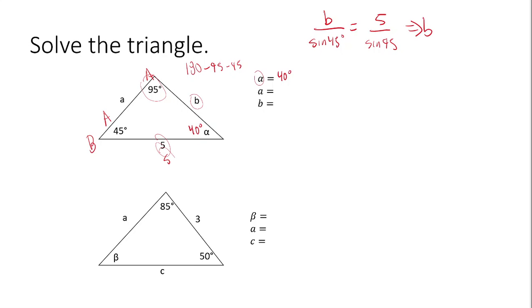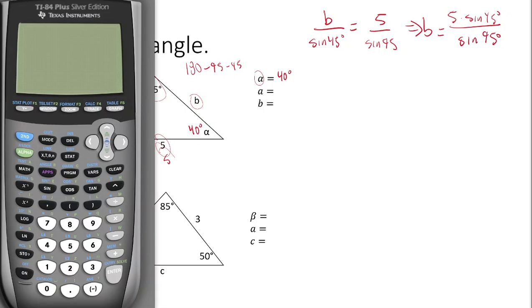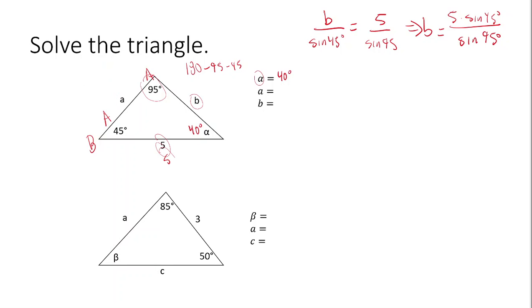So B is equal to 5 times the sine of 45 degrees, which is root 2 over 2, but it doesn't matter because I don't know what the sine of 95 degrees is off the top of my head. So what does this equal? Well, let's just do it real quick. So we've got 5 times the sine of 45, divided by the sine of 95. Enter. It's 3.55. So side length B that we found was 3.55. Cool.